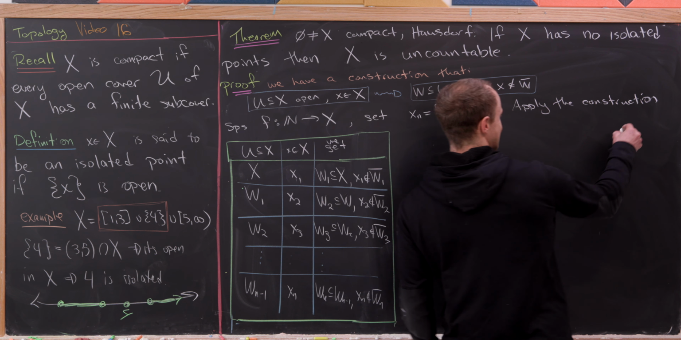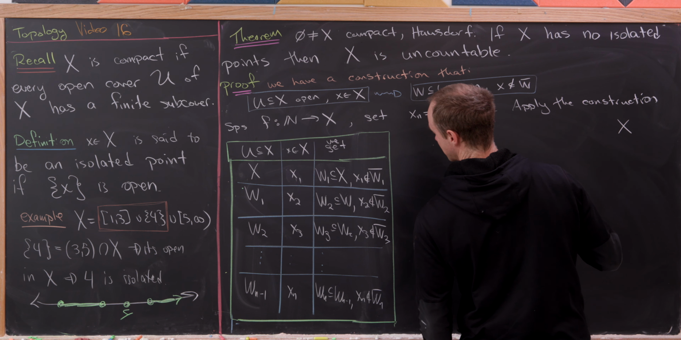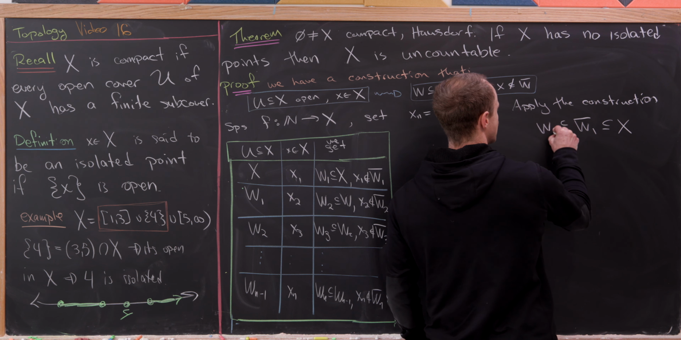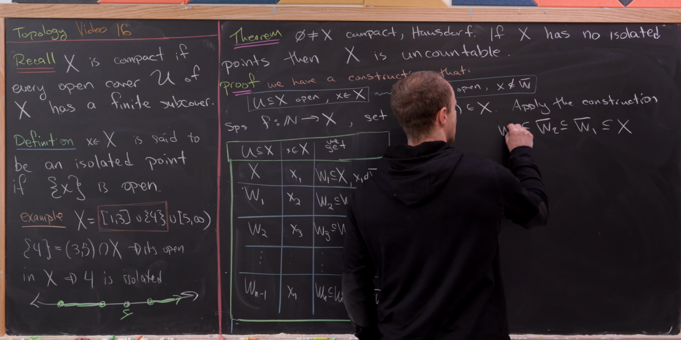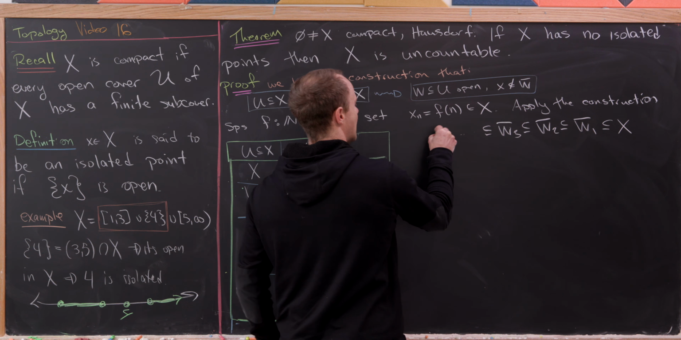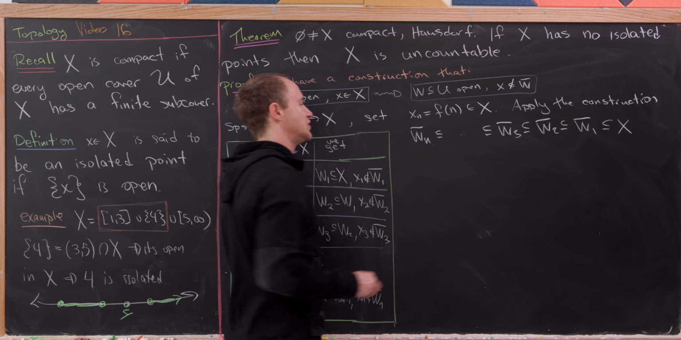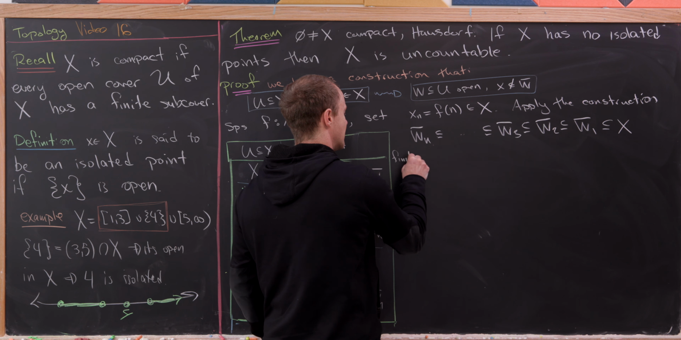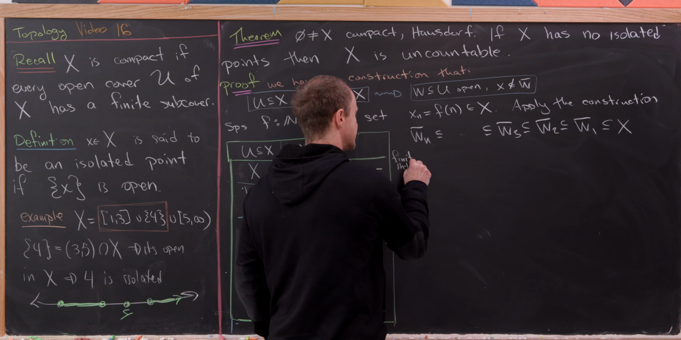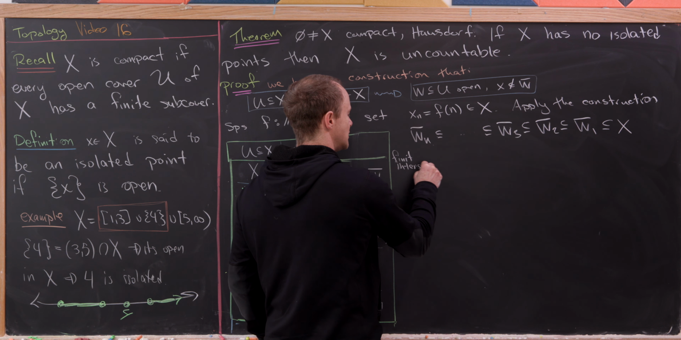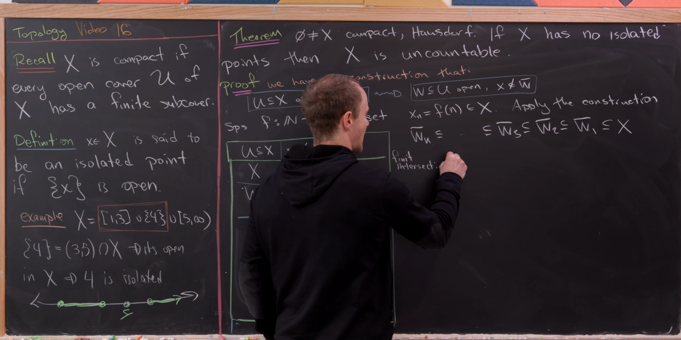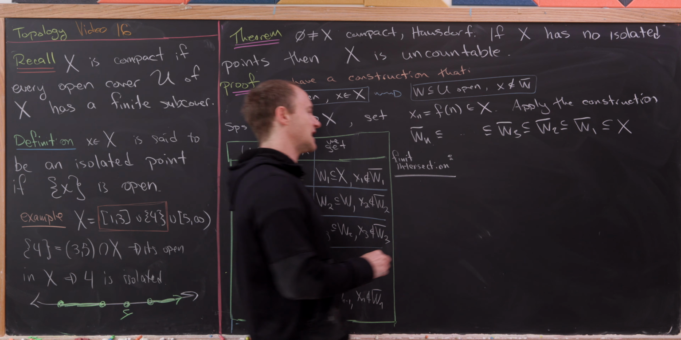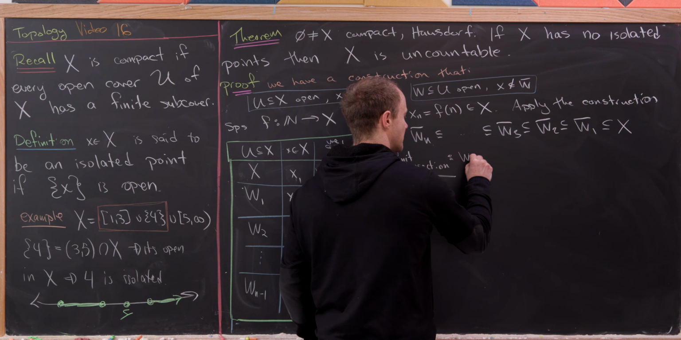Notice we've got the following nesting. Over here we've got X at the end, and W_1 bar is contained within X, W_2 bar is contained within that, W_3 bar is contained within that, and then a general term down here will be W_n bar. And then let's look at a finite intersection of these, because what we want to do is at some point use this finite intersection property and our compactness. We haven't used compactness yet.